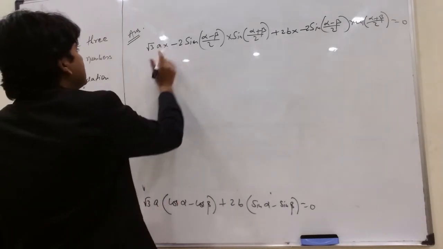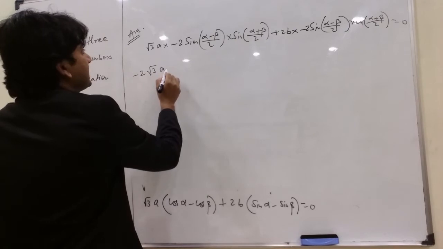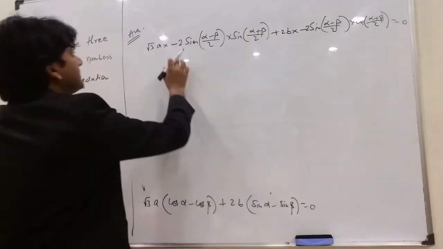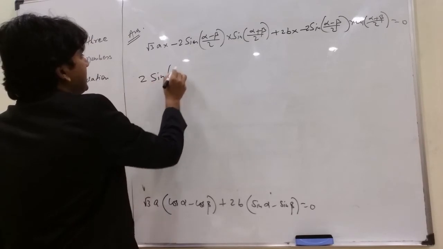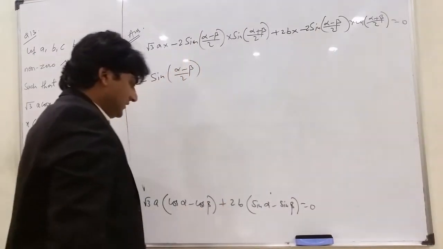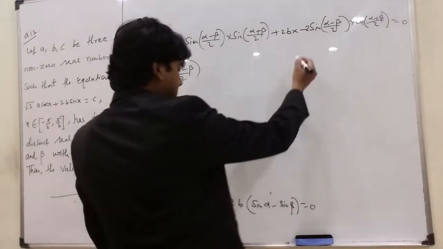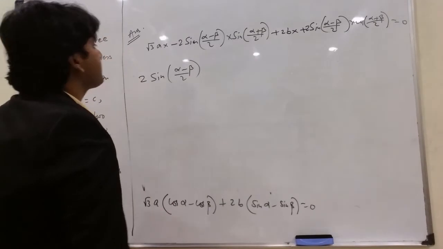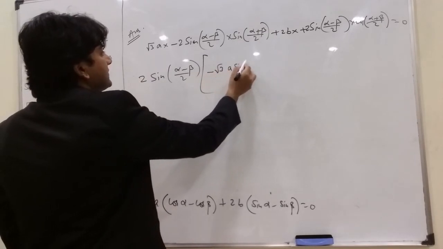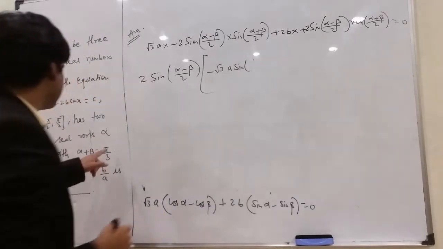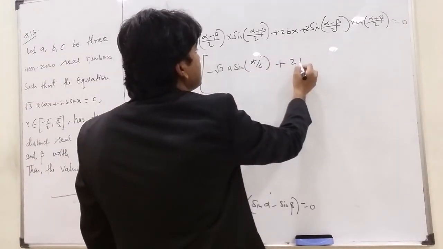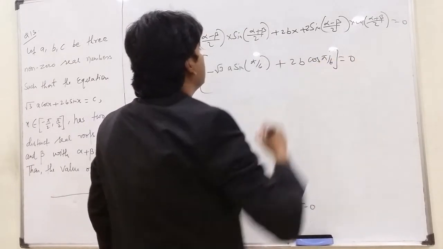Now this is minus 2 root 3a, and this is sin. First I should take 2 sin (alpha minus beta)/2, because 2 sin (alpha minus beta)/2 is here and this is also here. But this is sin alpha minus sin beta, right, which is 2 sin, not minus, sorry, it is plus. So if you take 2 sin (alpha minus beta)/2 common, then over here you will have minus root 3a sin of (alpha plus beta)/2. Alpha plus beta is how much? Pi by 3. So it would be pi by 6. Now plus this is 2b cos pi by 6 equal to 0.